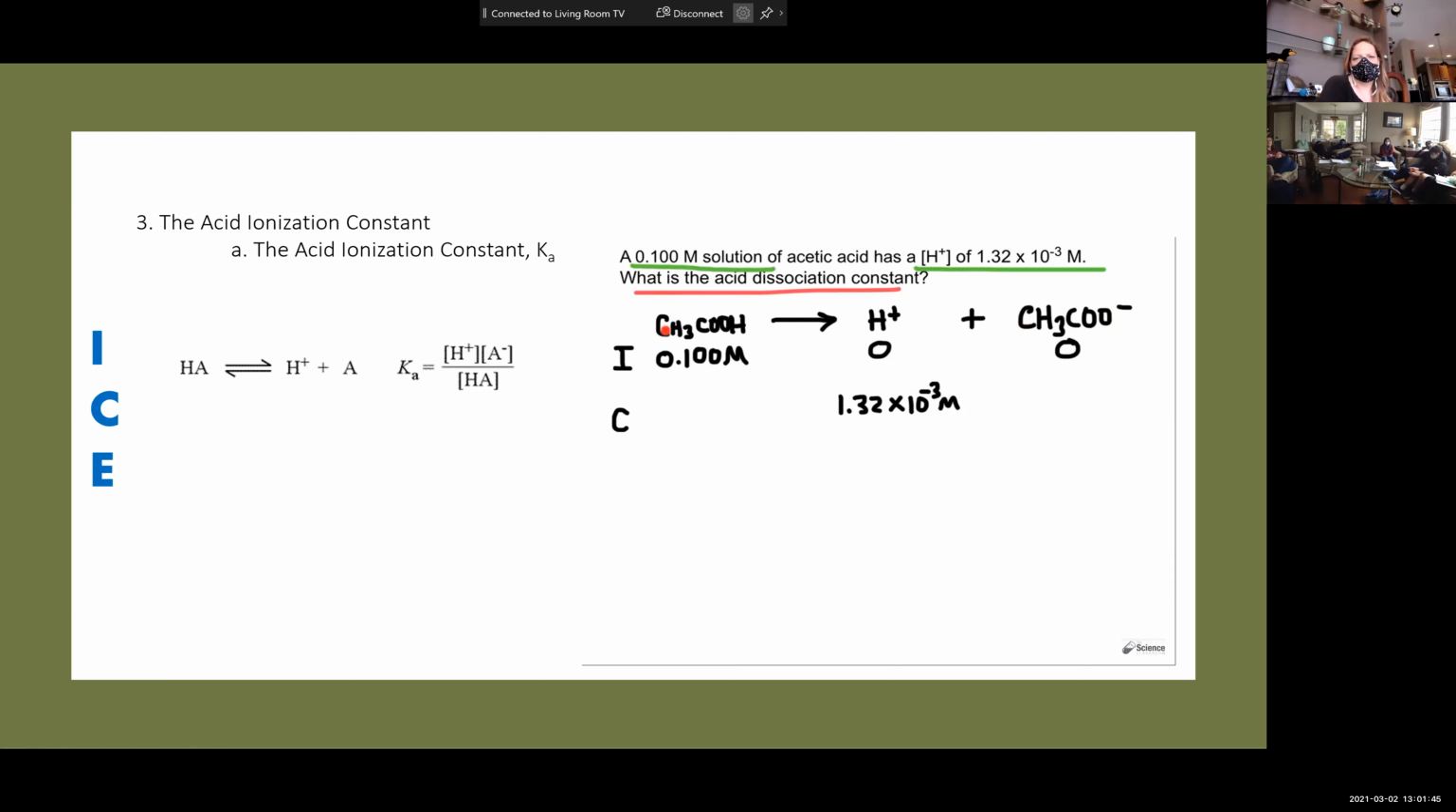Now, since the acetic acid is splitting apart to form this, every time one of these splits apart, this is going to go up, which means this has to decrease. So as these go up by 1.32 times 10 to the negative 3, this must decrease by the same amount. Again, it's a 1 to 1 to 1 ratio.